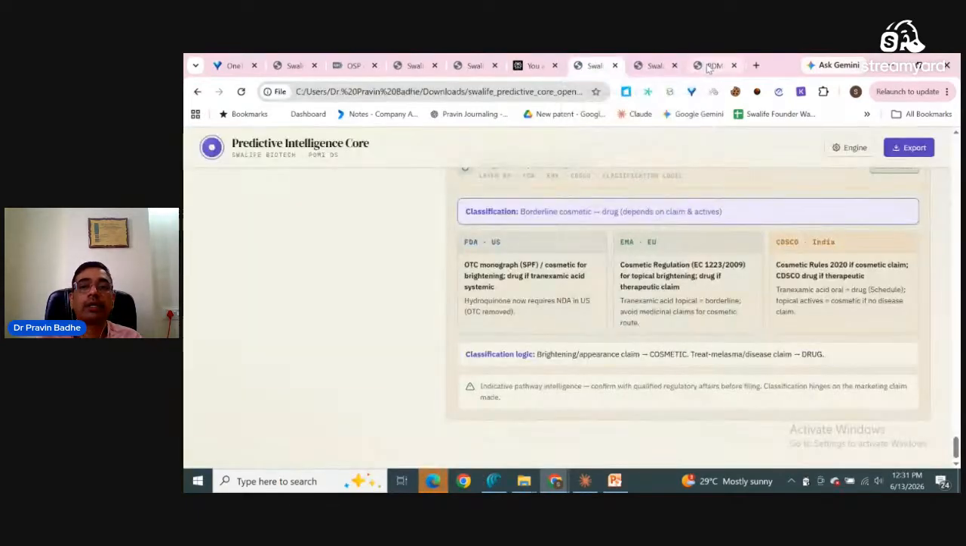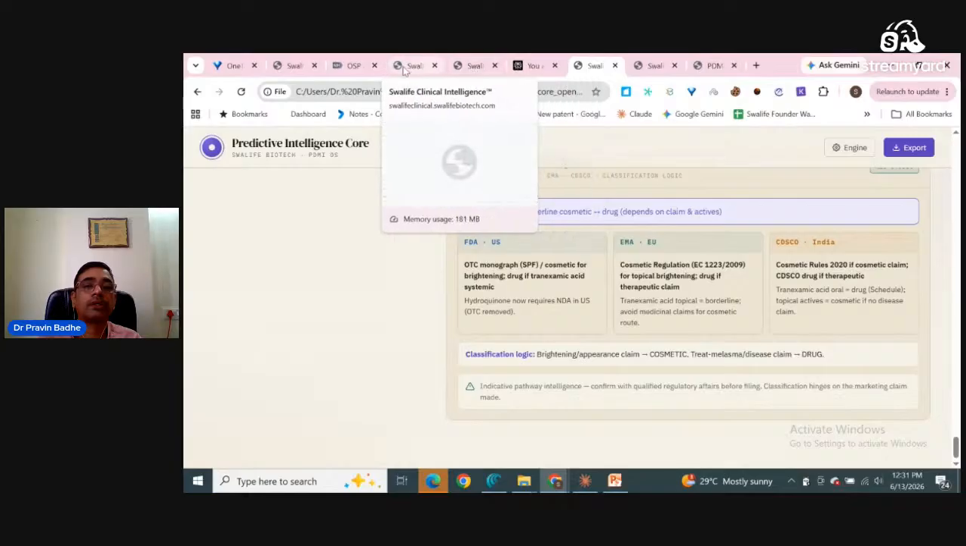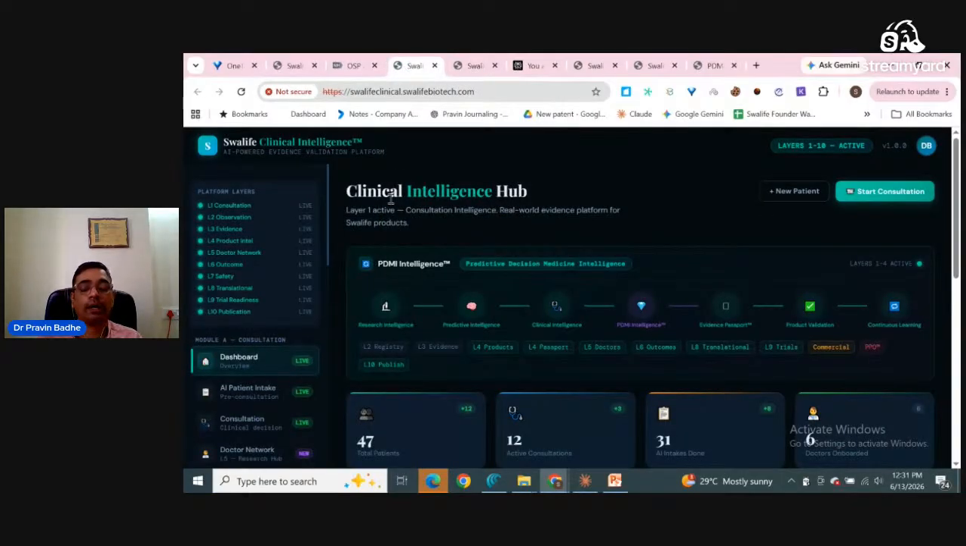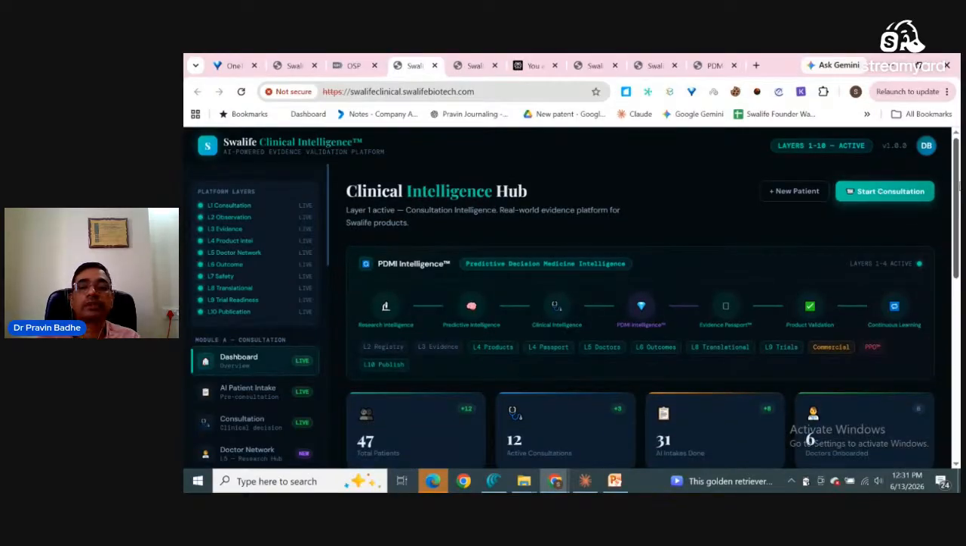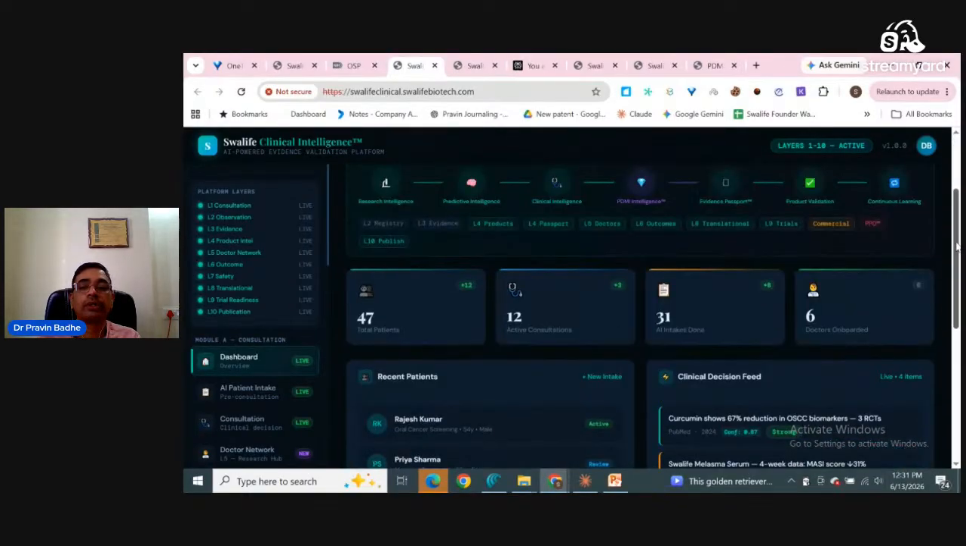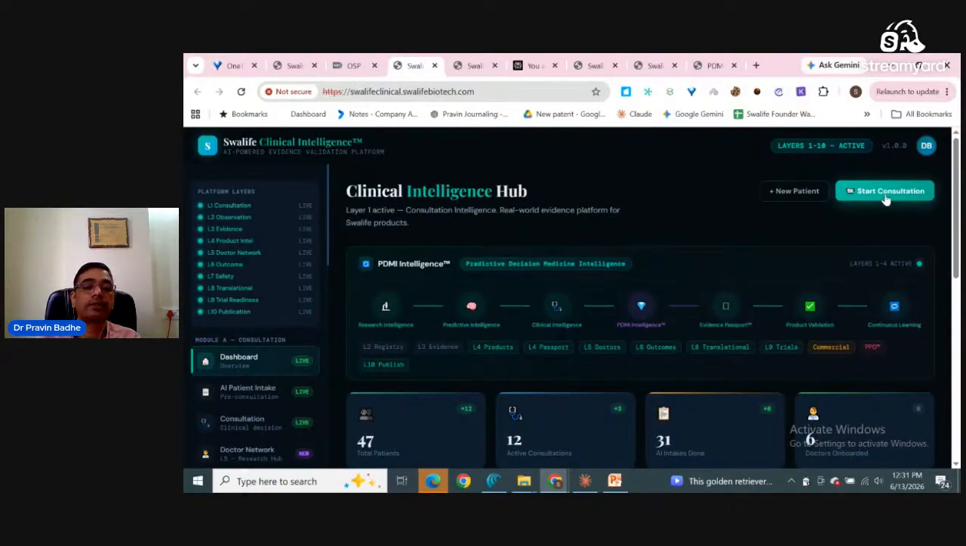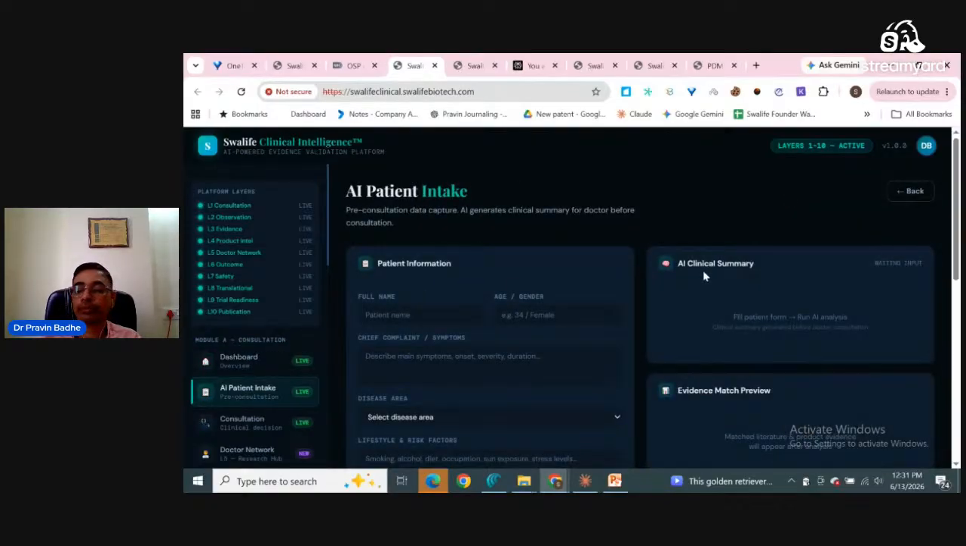Similar to that, we have the updated version. We have connected AI to this, which will run the platform by connecting to the API from the models. So here you start with this. This is the initial dashboard. Here you start with the consultation. Once you click on new patient, you enter the new patient information.